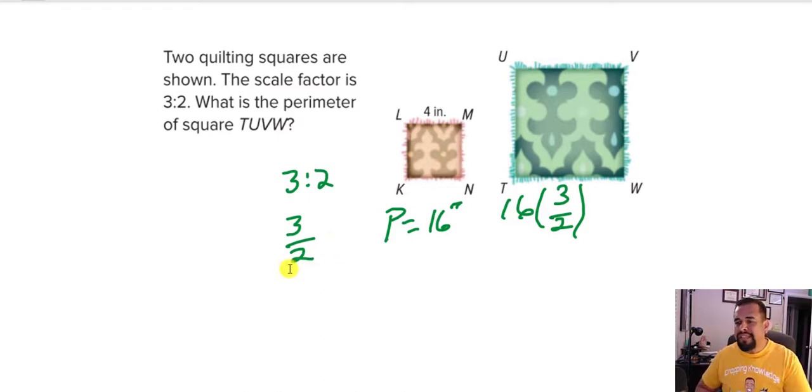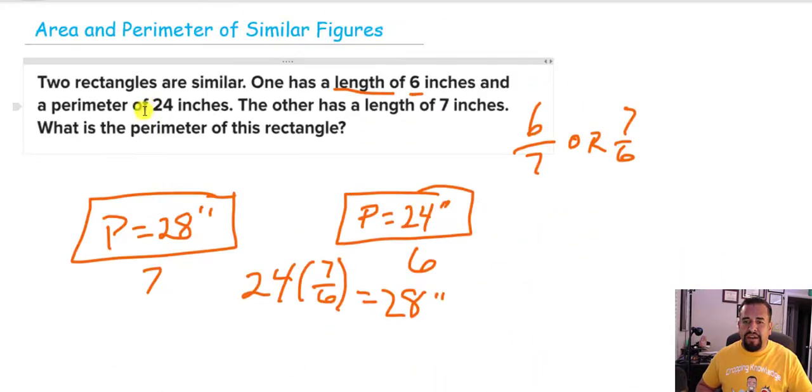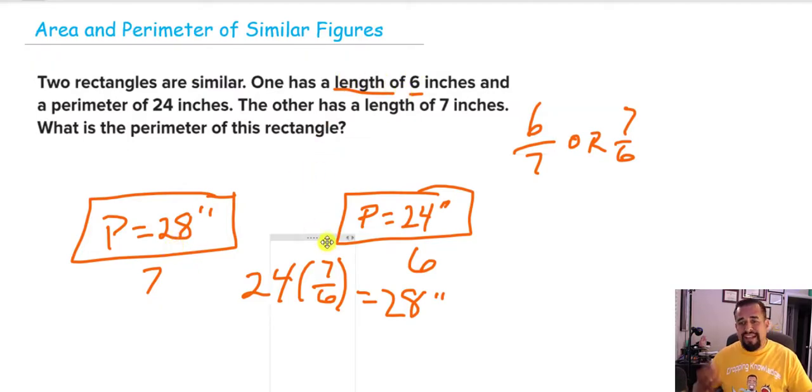So 16 divided by 2 is 8. And 3 times 8 is 24. 24 inches. Okay? I know you see me putting those 2 tick marks. That's also the symbol for inches. But whatever your teacher wants, that's what you should do. Either way, this is how you find the perimeter or area and the scale factor. Because we did find the scale factor, right? On this one right here, we needed to find corresponding sides to get the scale factor.